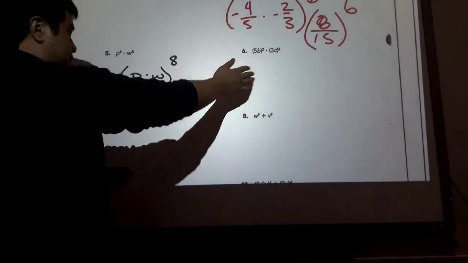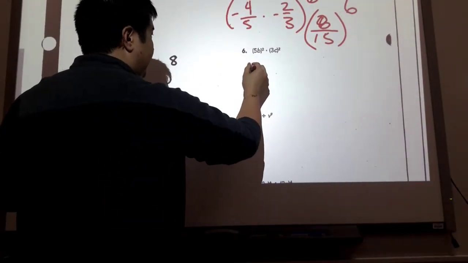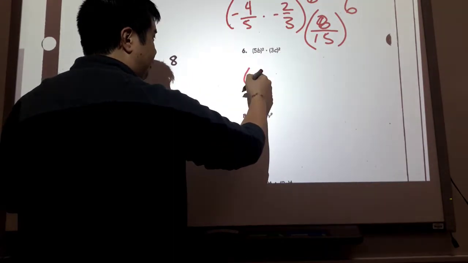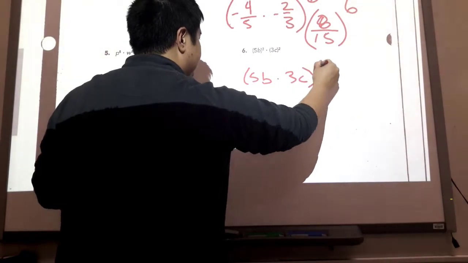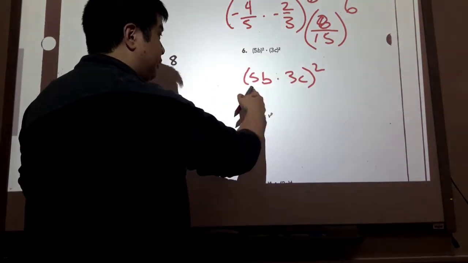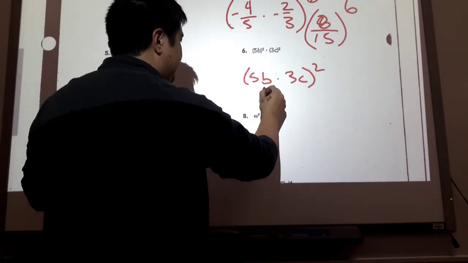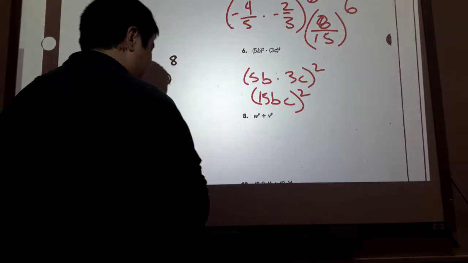Okay. Similar thing here. We have both of these to the 2nd power. So we have 5b times 3c to the 2nd power. We can't simplify the variable part, but we can simplify the number part. 3 times 5 is 15, b, c, all that taken to the 2nd power.